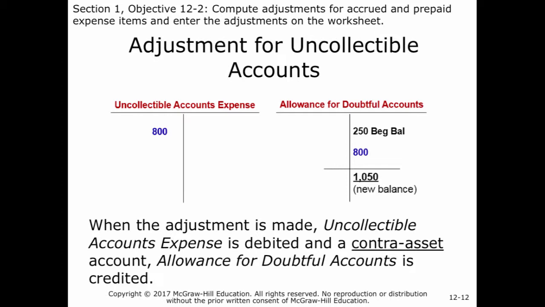So what we do is debit the uncollectible accounts expense, and a contra asset account, which is allowance for doubtful accounts, is usually credited for $800. Notice here that the beginning balance for allowance for doubtful accounts was $250. And since we credited an additional $800, our new balance for this account is now $1,050.